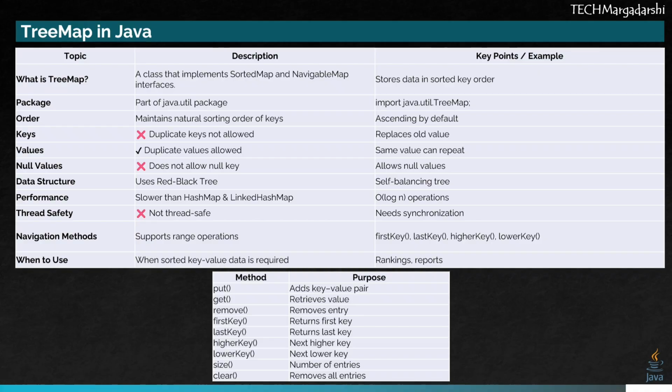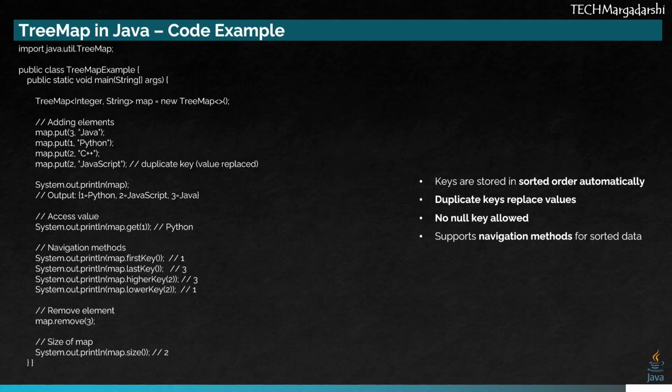TreeMap also provides navigation methods like firstKey, lastKey, higherKey, and lowerKey for working with sorted data. We use TreeMap when we need data to be stored and processed in a sorted manner, such as in rankings, reports, or ordered data. Let's look at a TreeMap example in Java.